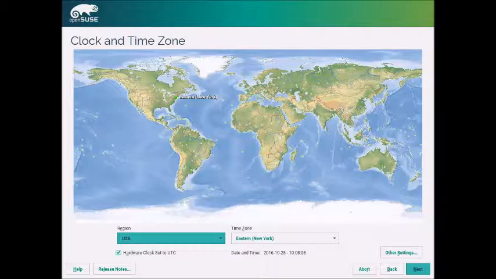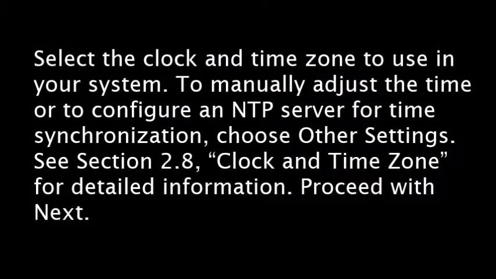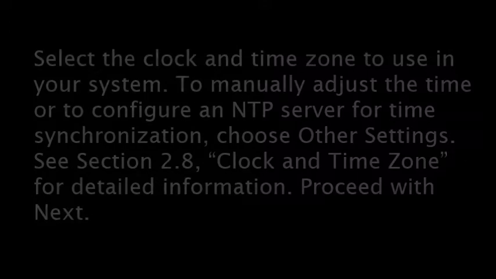Step 6. Select the clock and time zone to use in your system. To manually adjust the time or to configure an NTP server for time synchronization, choose Other Settings. See Section 2.8, Clock and Time Zone for detailed information. Proceed with Next.